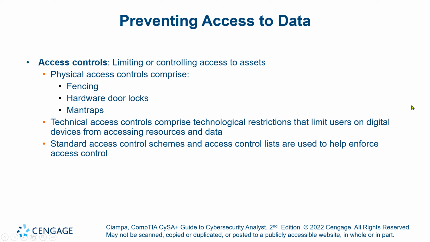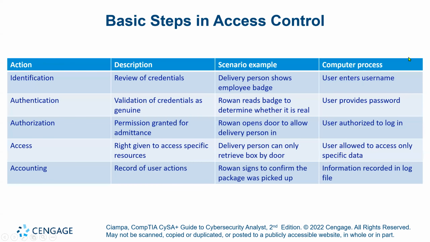Access controls, limiting or controlling access to assets. Physical access controls can comprise fences, hardware door locks, and man traps. Technical access controls comprise technological restrictions that limit users on digital devices from accessing resources and data. Standard access control schemes and access control lists are used to help enforce access control. Okay, basic steps in access control. Action, description, scenario example, computer process.